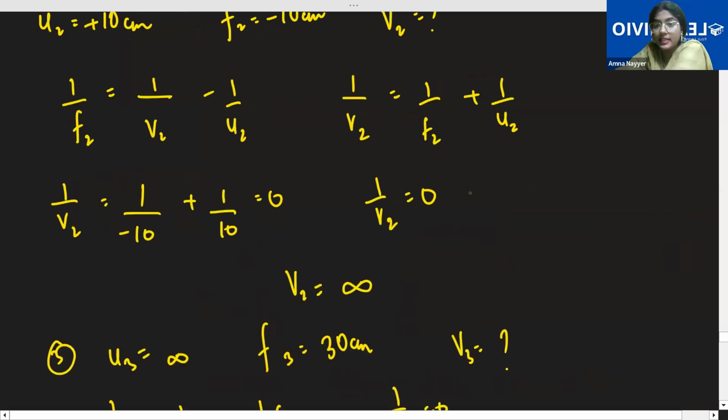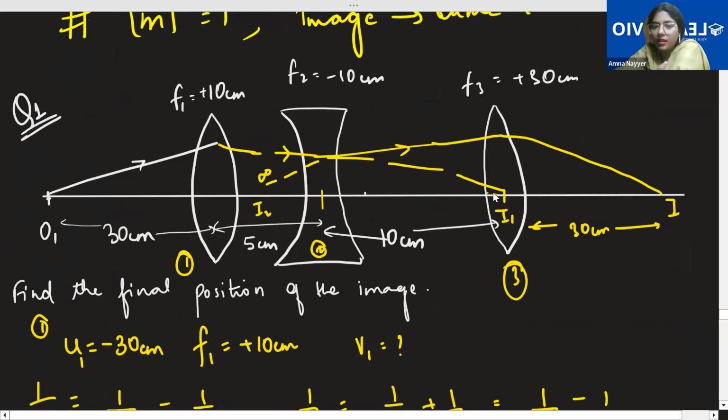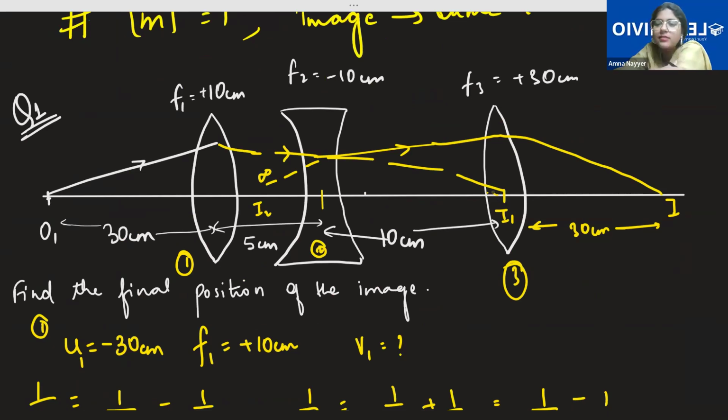If the question says calculate the final position of the image, why am I calculating it from O1? Because the real object is O1. You will calculate anything with respect to O1. That's your real object. Other images were formed that we took as the virtual object and all. So is this question now clear to all of you?